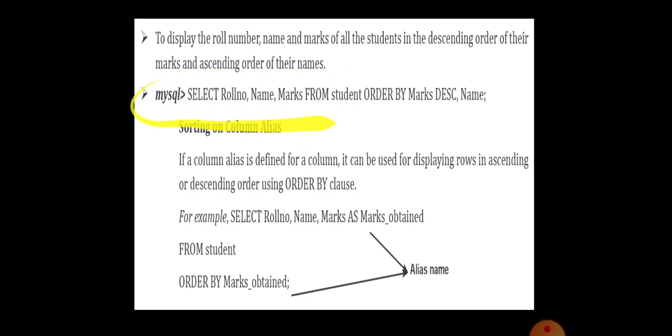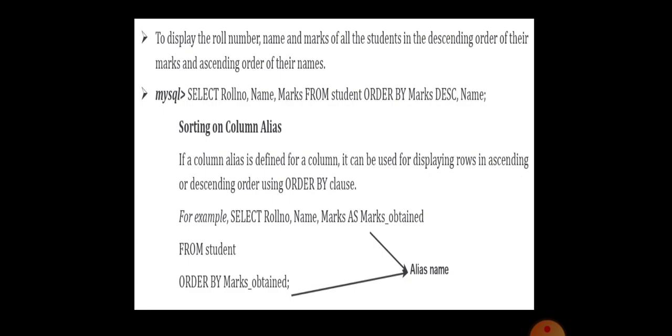Look at the second example given. To display the roll number, name and marks of all the students in the descending order of their marks and ascending order of their names, we need to keep two columns separated by comma. Look at the example given. ORDER BY marks DESC, name. No need to give ORDER BY again. The only thing we need is to separate columns by comma.